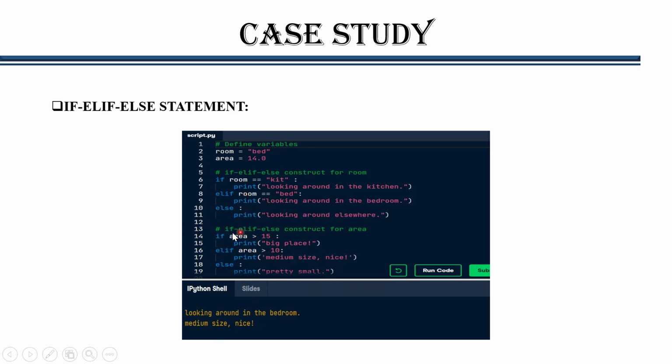So in the above statement, because the room is equal to bed, it will print looking around in the bedroom. In this way we can use the if-elif-else statement to construct any loop or any program to set up.